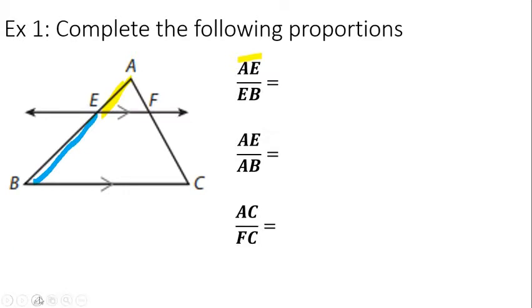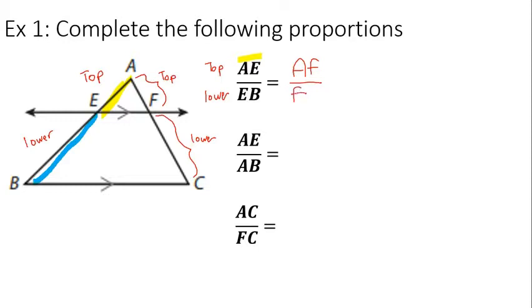So if you think of this part, think of this as the top, and this is the lower section. So think of this as top over the lower. And if you look on the other side, AF is the top, F to C is the lower. So when you set up our proportion over here, we're going to say AF over FC. This is the top and the lower.